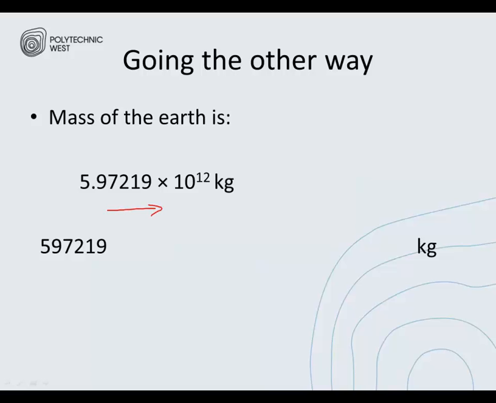I'm going to go this way this time because it's positive and it's a big number. I started there, 5.9. So I'm going to go 1, 2, 3, 4, 5, 6, 7, 8, 9, 10, 11, 12. And I just put the zeros in. So that's going the other way. A very big number in kilograms, as you probably expect.